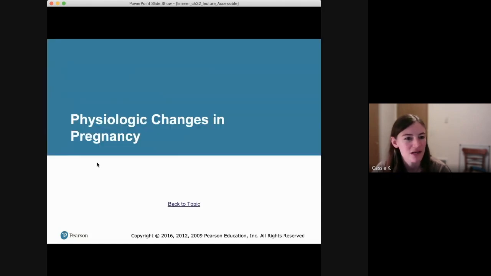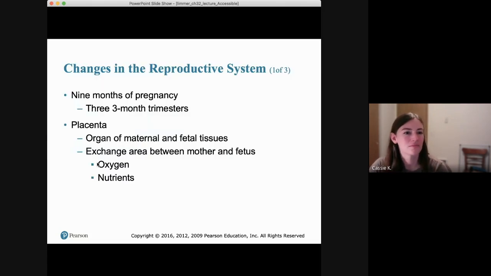So physiologic changes in pregnancy. 9 months of pregnancy, generally broken into three-month trimesters. Got the placenta that develops. It's an organ of maternal and fetal tissues, and it's the exchange area between the mother and fetus, exchanging oxygen and nutrients.